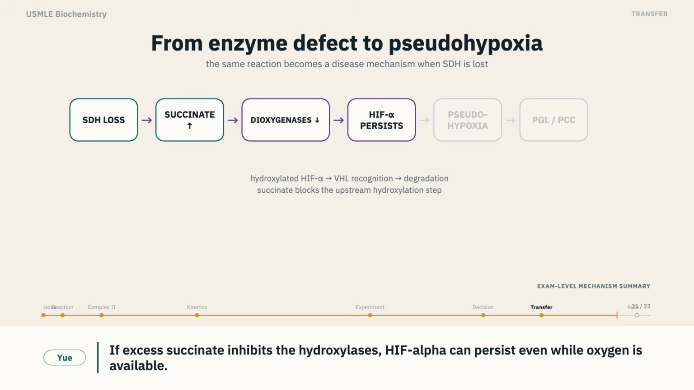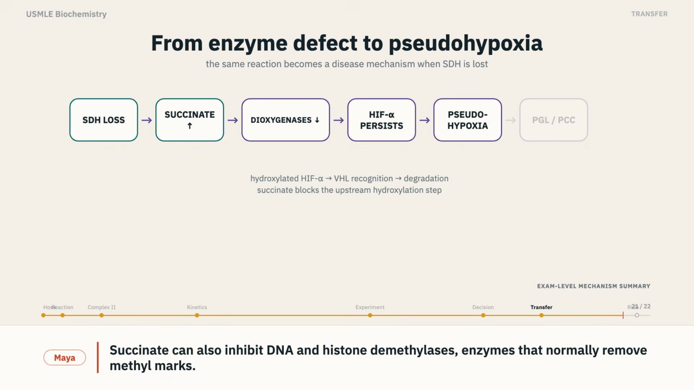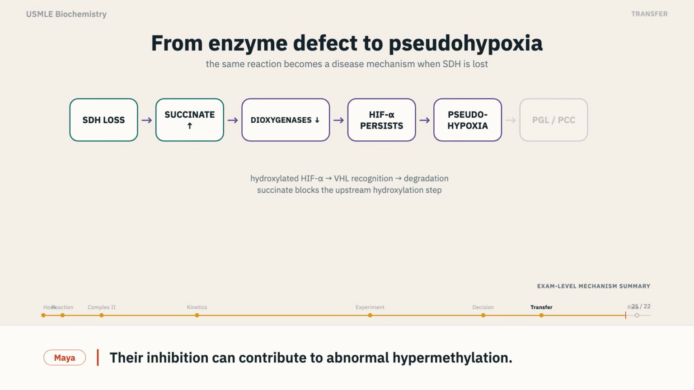If excess succinate inhibits the hydroxylases, HIF-alpha can persist even while oxygen is available. Correct. The cell activates part of a hypoxia response despite adequate oxygen. That state is called pseudo-hypoxia. Succinate can also inhibit DNA and histone demethylases, enzymes that normally remove methyl marks. Their inhibition can contribute to abnormal hypermethylation.